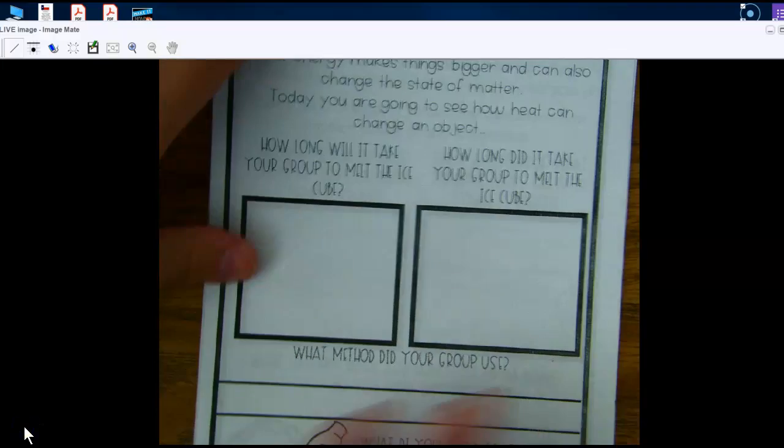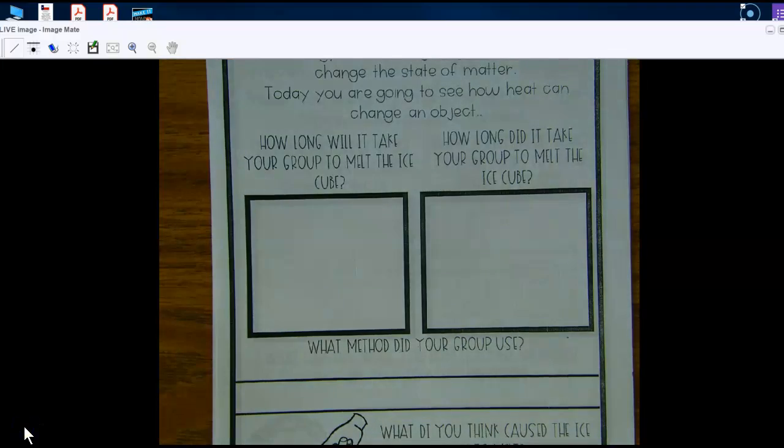We're listening. Okay, now we're going to do the heat investigation. We know that heat is a form of energy. Heat energy makes things bigger and can also change the state of matter. Okay, so it can change things from solid to liquids. That's right. Today we're going to see how heat can change an object.